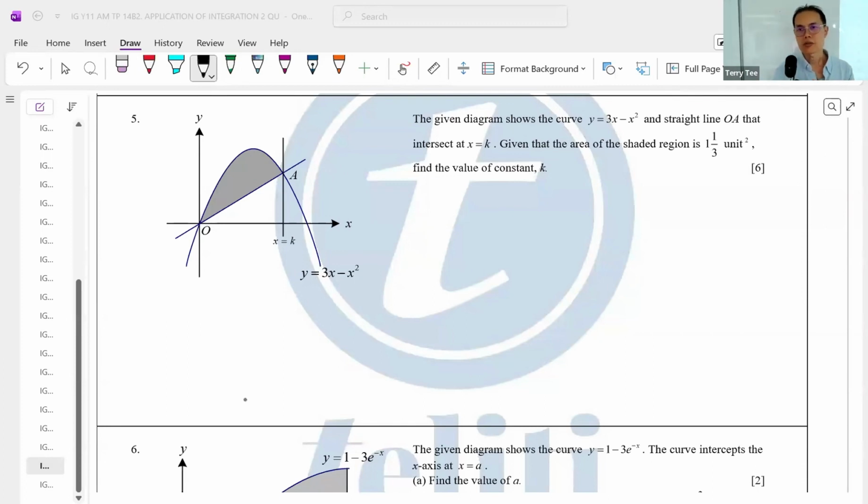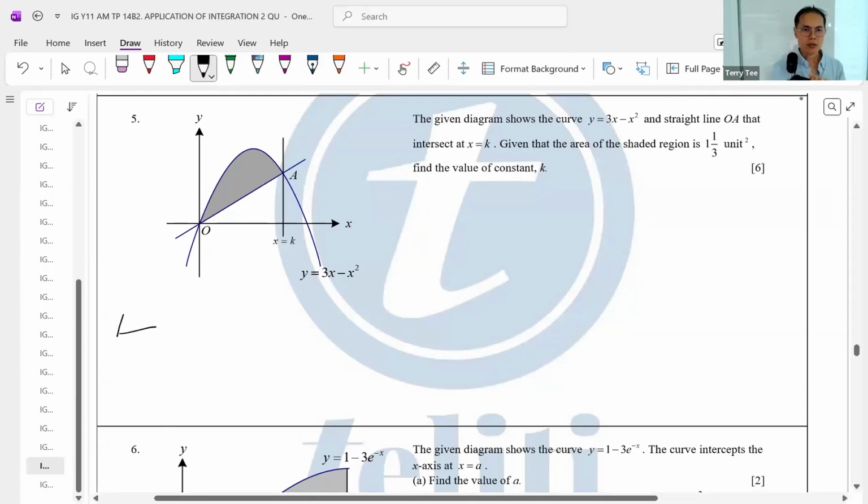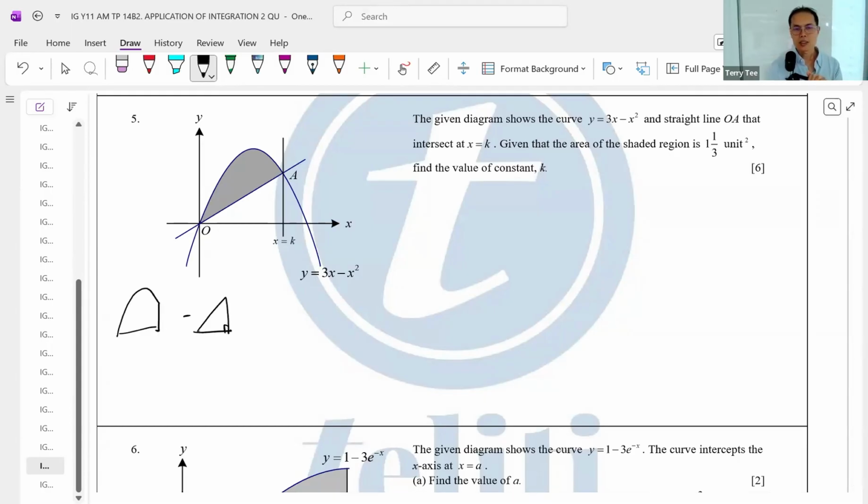This question a bit unique. You're finding the value of unknown k, given that the area of shaded region is 1 over 3. So your shaded region actually consists of this integration minus this triangle. So for integration, I'm going to integrate from 0 to k. My function is 3x minus x squared dx. For area triangle, I take half times base times height. Now here's the thing, what's your base? Your base is k. But how do you find your height? You need to sub in x with k. Your answer will be in terms of k.